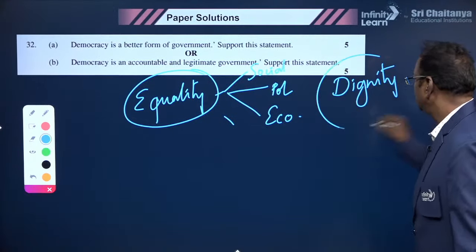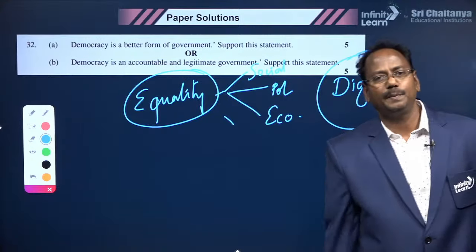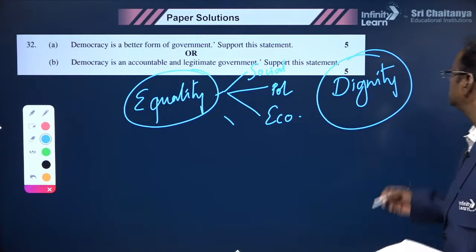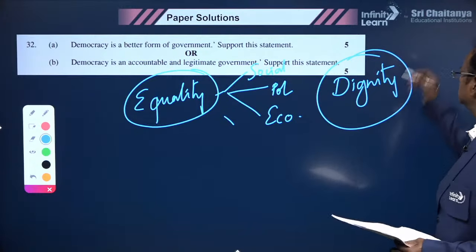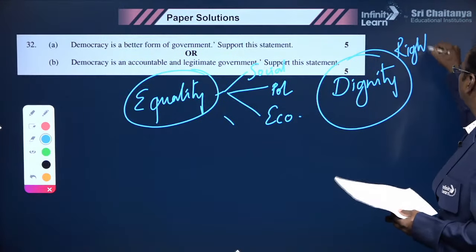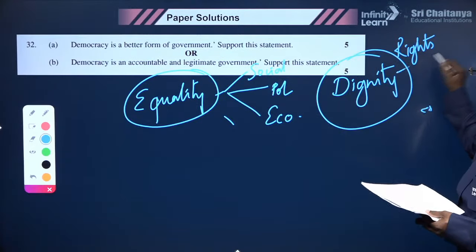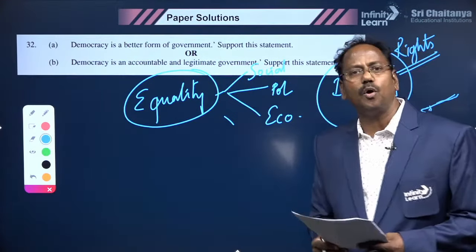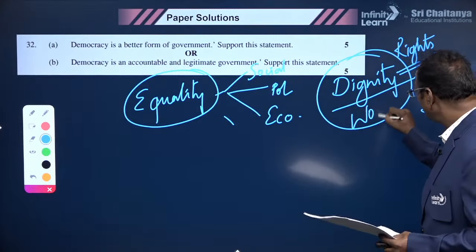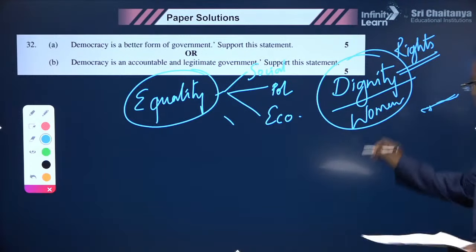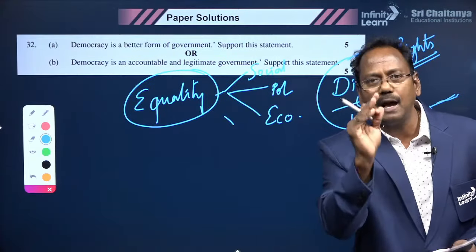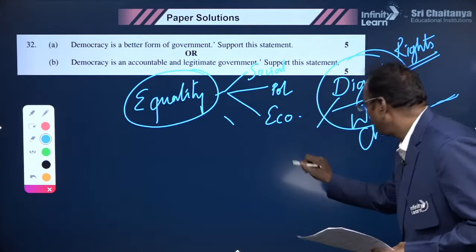Next one, dignity. It enhances the dignity of the people. By giving honor, there is a lot of honor for all the citizens. In India, we Indian citizens are all enhanced with our dignity, with equality of rights. We have wonderful rights, all the fundamental rights given to all the people, and dignity and honor to every citizen. Women are in a dignified condition, children are in a dignified condition. Everybody's views are accepted.